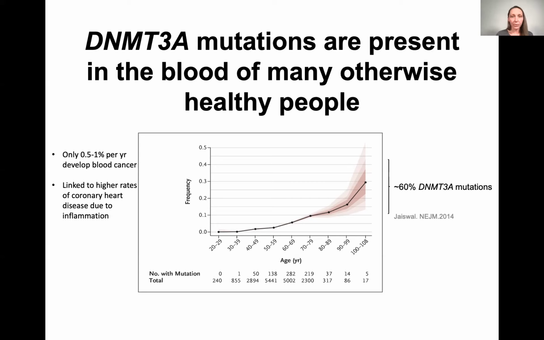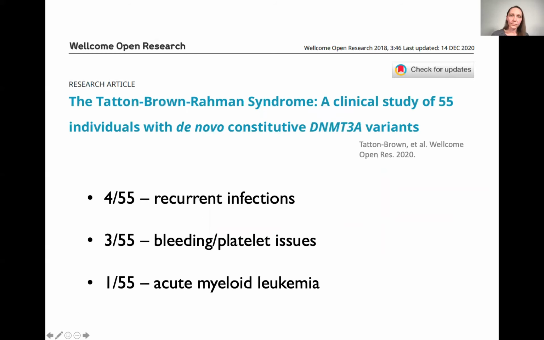Now, it doesn't mean it's not problematic at all, because we do know that individuals with DNMT3A mutations in their blood are at risk for other issues. Probably most importantly is cardiovascular disease. Coronary heart disease seems to be higher amongst these individuals. And we think that's due to the inflammation that the abnormal cells, the DNMT3A mutant cells, create.